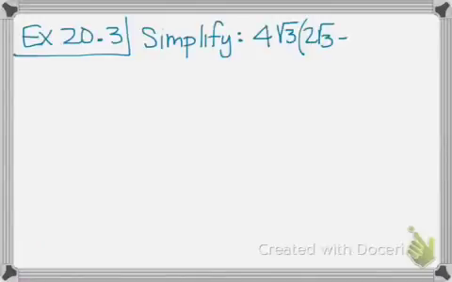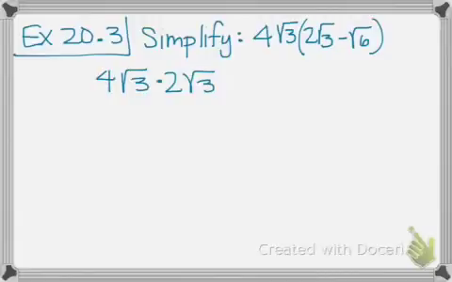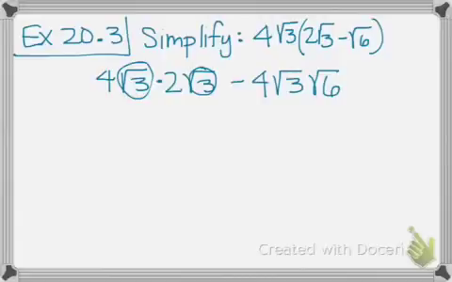Okay, one more example. Simplify 4 square roots of 3 times 2 square roots of 3 minus square root of 6 in parentheses. So we're going to distribute 4 square roots of 3 times 2 square roots of 3 minus 4 square roots of 3 square roots of 6. And so whenever we have a pair, square root of 3 times square root of 3 gives us 3. So we have 4 times 2 times 3, or in other words, 24 on the left.